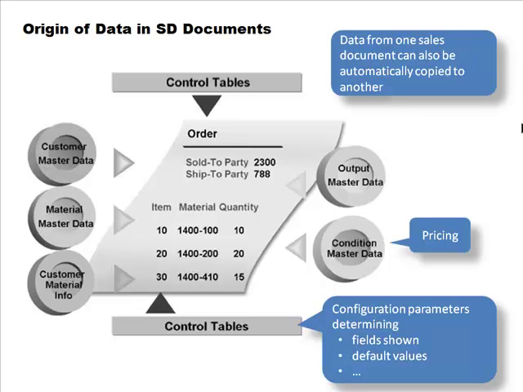Okay, and of course, we already know that data from one sales document can be copied to other sales documents. For example, you may create a sales inquiry, which is just a non-legal document, just information, and then the customer comes back and says, "Yeah, I like that. Why don't you create an order based on that?" You can just copy all the information. So when you create a sales order, you'll say it's going to be based on that particular inquiry, and all the information would get pulled up.